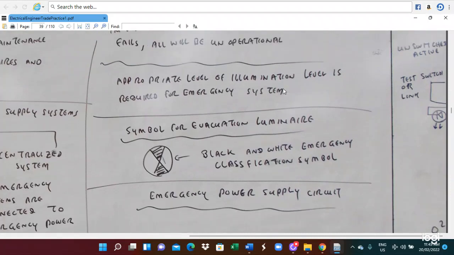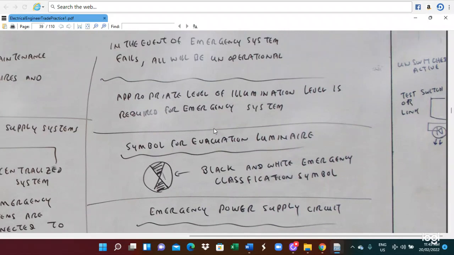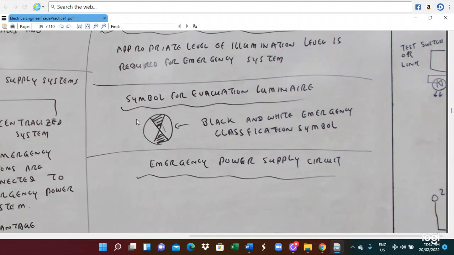Therefore, the appropriate illumination level is required for the emergency system. Here is an evacuation luminaire. This is the symbol you see on the drawing diagram, the black and white emergency exit symbol. So this is for the emergency luminaire.